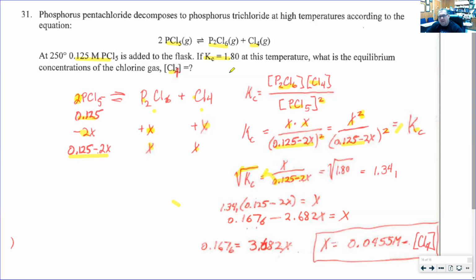So we knew what k sub c was. It was 1.8. So the square root of 1.8 was 1.341. So I took this term and multiplied it by the 1.341. So 1/8 minus 2x is equal to x, and I distribute and just do the algebra to solve for x, and I find that x is 0.0455 molar, and that's equal to the concentration of the Cl4, which is what we're looking for. Yeah, that's a challenging, nice problem, but again, some of these are harder than others.